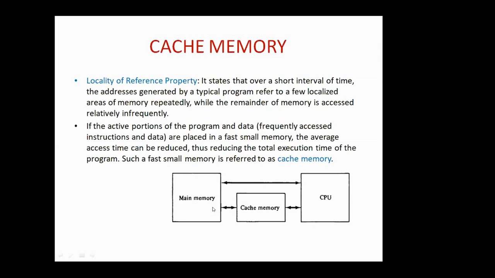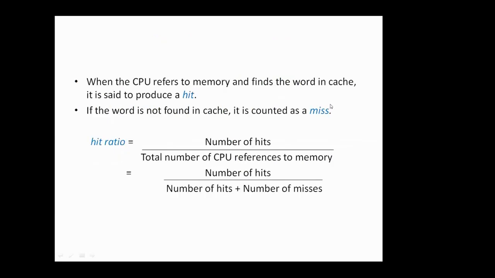CPU asks for a word. First of all, this word is searched in cache. If it is there, good, then the word is transferred to the CPU, and this is called a hit. And if the word is not in the cache, we call it a miss, and then the word is taken from the main memory, and CPU takes one copy of that word and another copy is stored in the cache memory for future references. This way this whole concept works. So when the CPU refers to memory and the word is found in cache, we call it a hit, and if it is not found in cache, this is called a miss.